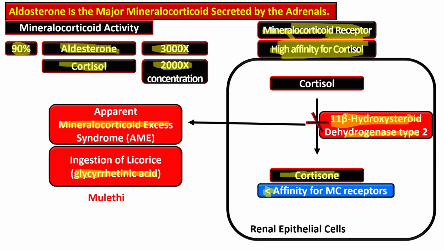So aldosterone is the key mineralocorticoid, and cortisol can mimic it, but 11 beta hydroxysteroid dehydrogenase type 2 checks on it. If there is inhibition of this enzyme, the apparent mineralocorticoid excess syndrome results, and it can be genetic or licorice induced.